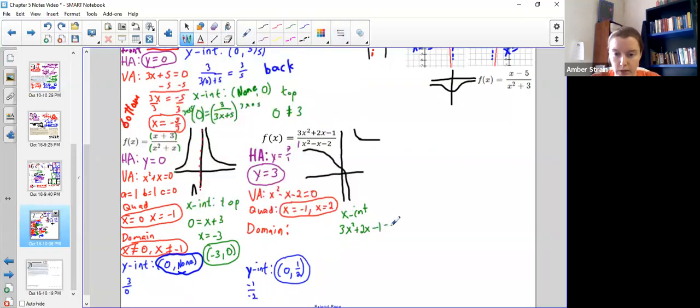Minus 1 equals 0. Okay, so when I use the quad again, I get the answers of -1 and 1/3.